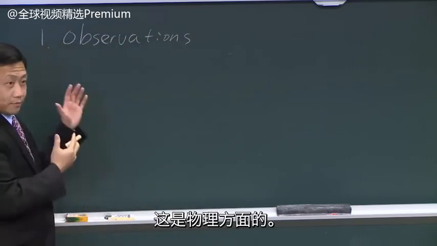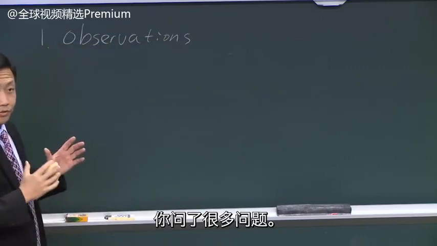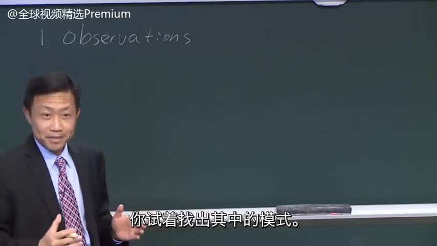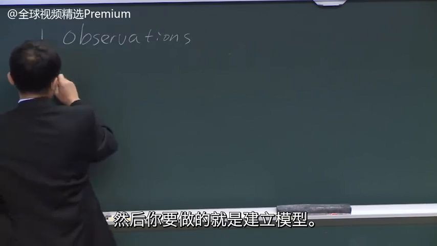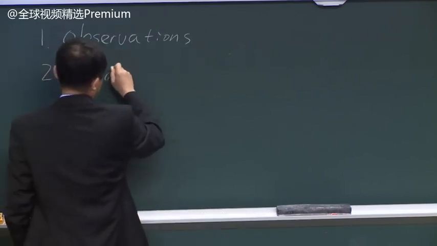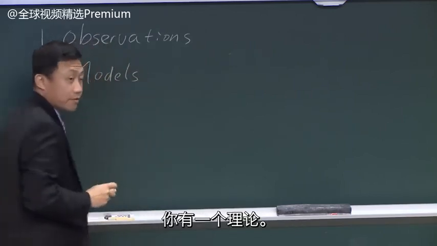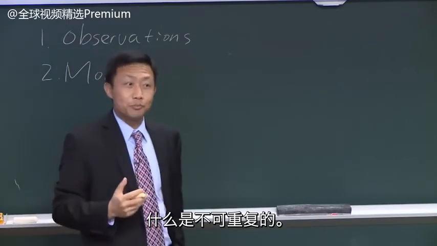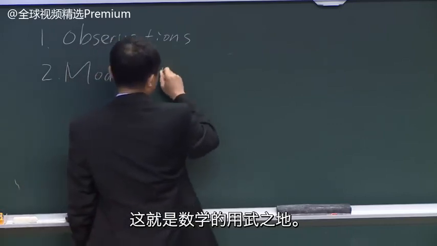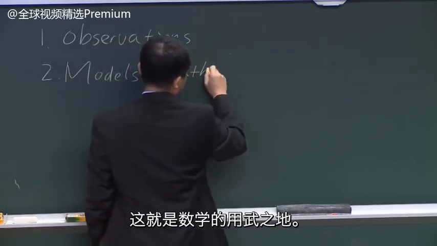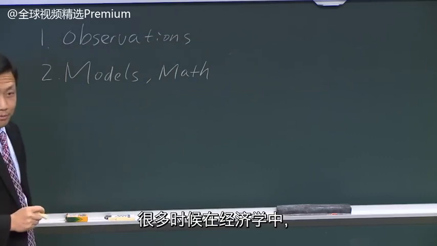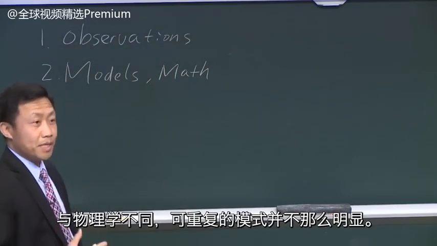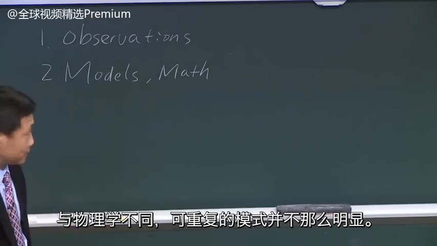So that's kind of the physics side. You collect the data, you ask a lot of questions, try to find out patterns. Then what you do, you build models. You have a theory. You try to explain what is working, what's repeatable, what's not repeatable, right? So that's where the math comes in. You solve equations sometimes, but in economics, a lot of times, unlike physics, the repeatable patterns are not so obvious.